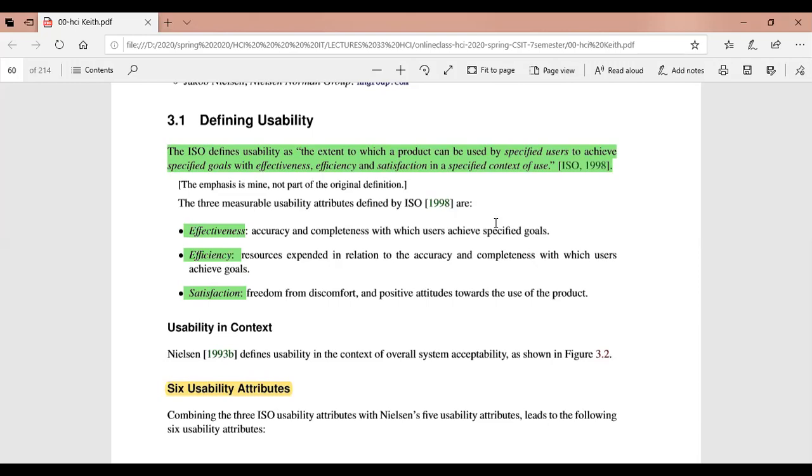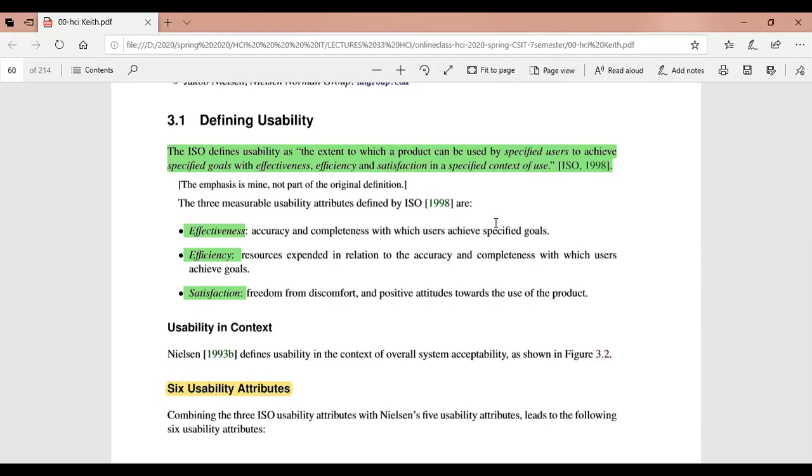In this figure, we have the total overall system acceptance, in which there is social acceptance and practical acceptance. In practical acceptance, we have usefulness, cost, compatibility, and reliability. In usefulness, we have utility and usability. Today we discuss usability. About usability, we have 6 attributes to focus on when designing or improving any system. These 6 attributes are explained this way.